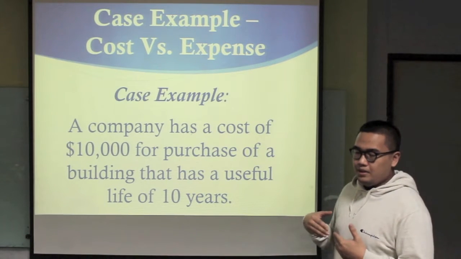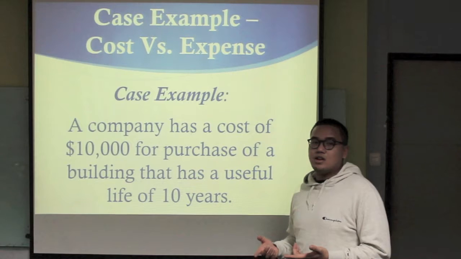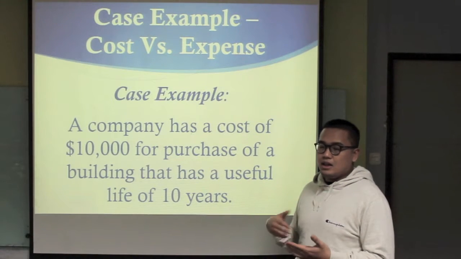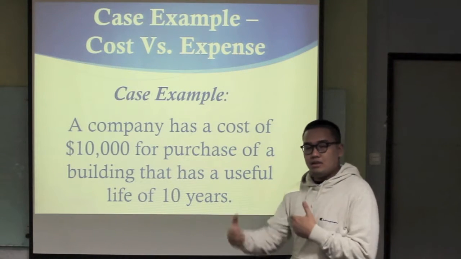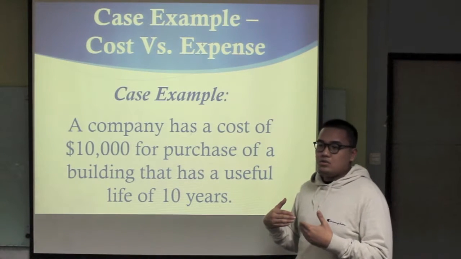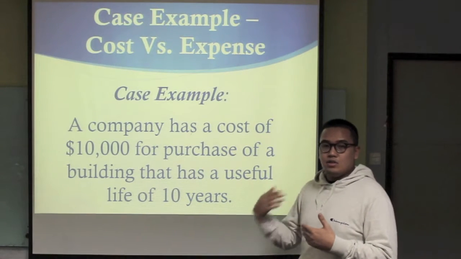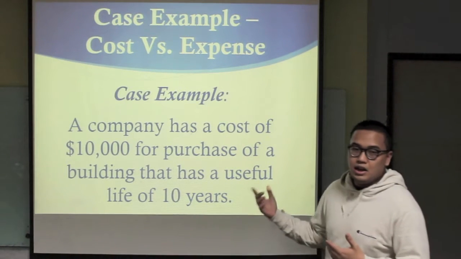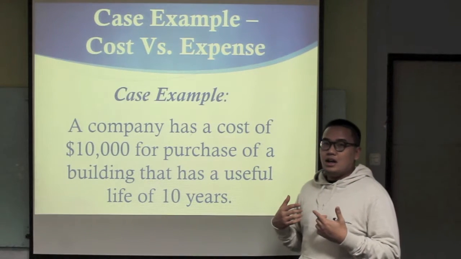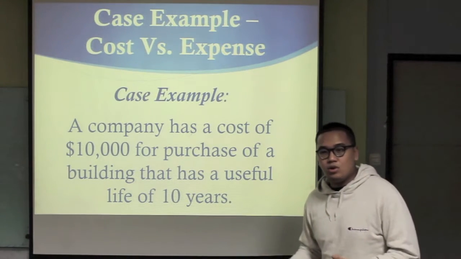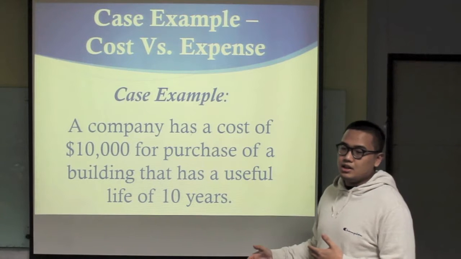So in relation to the time of occurrence, the expense is recorded after the cost. So the cost will be the first to occur, which is the $10,000, and then the expense will be a depreciation recorded at the end of each year of usage.